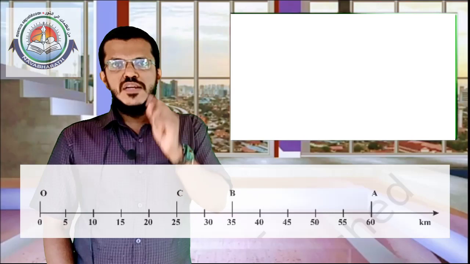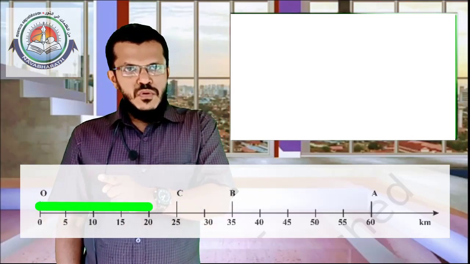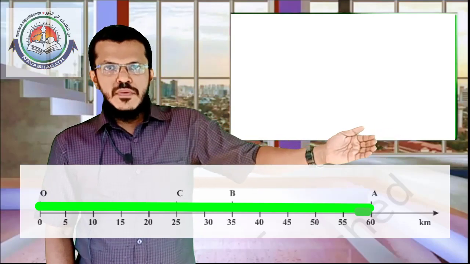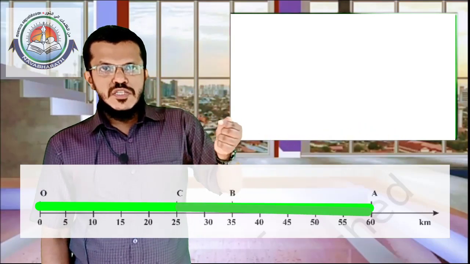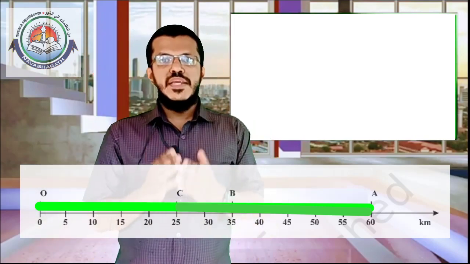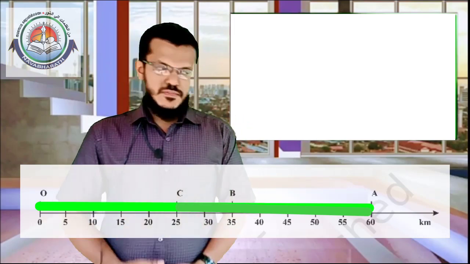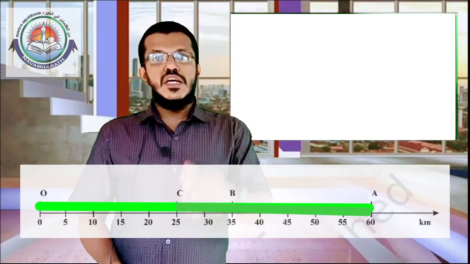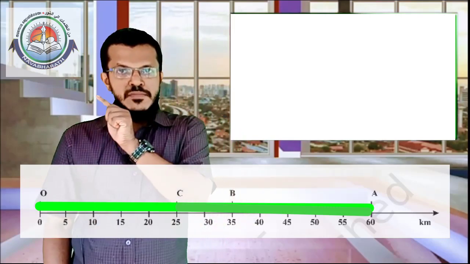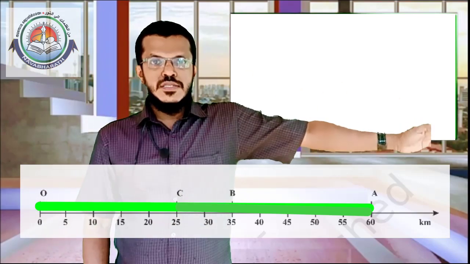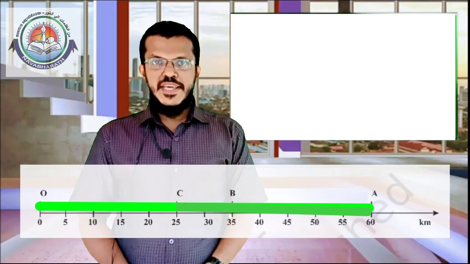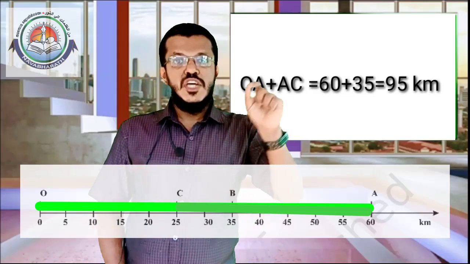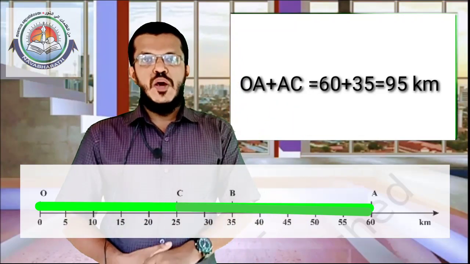The car starts its journey from the reference point O. Then it moves through C and B. Finally, it reaches the point A and comes back through the same path, and it reaches C through B. Then, what is the total length covered by this car? The total path length covered by this car can be represented as from O to A plus from A to C. That is OA plus AC. That is 60 kilometer plus 35 kilometer. That is equal to 95 kilometer.